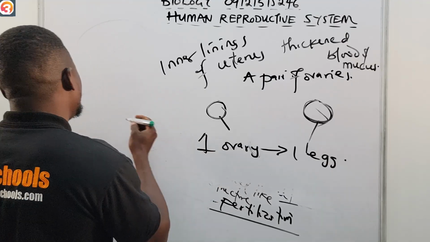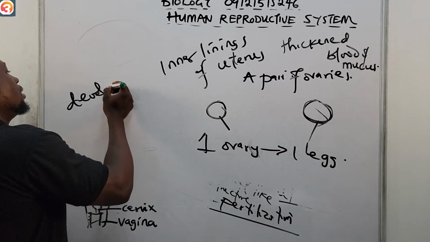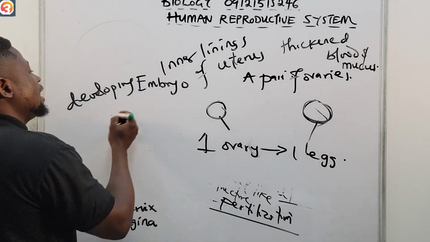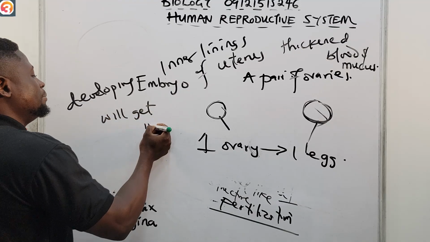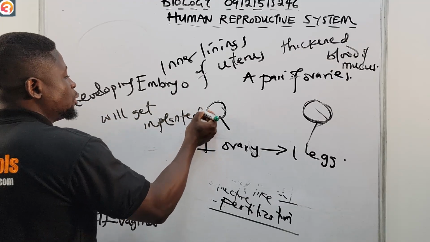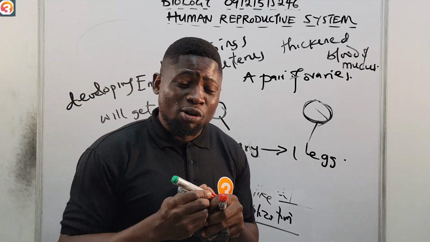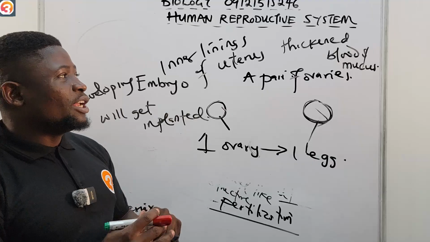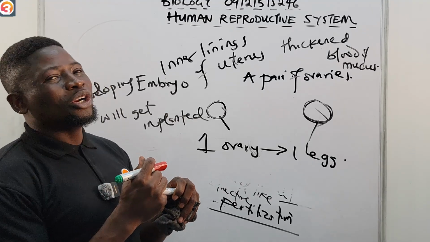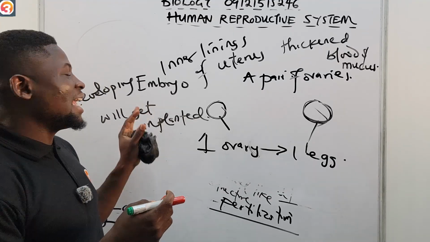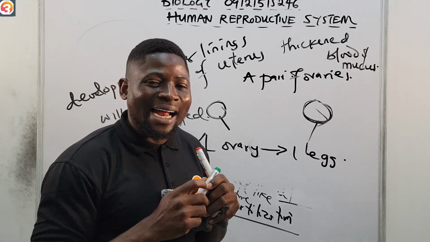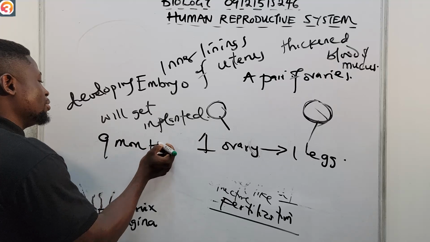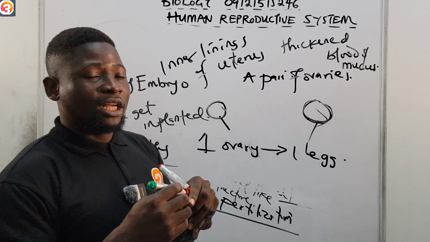That is the developing embryo, which will get implanted. If fusion and fertilization occur, the inner lining of the uterus will get thickened with blood and mucus, and then the developing embryo will get implanted. And then we know that for the next 9 months, the baby formation will go on.